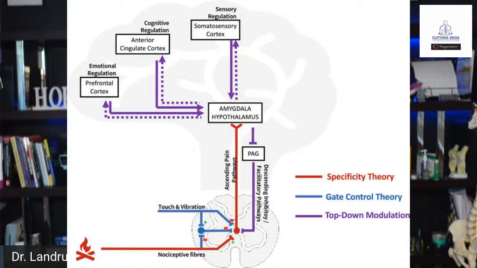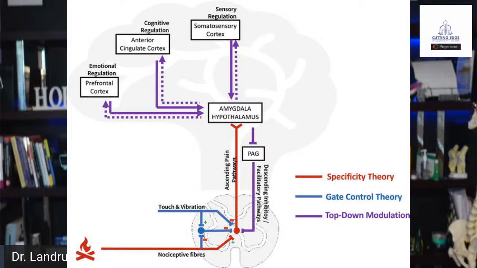If we take a look at the context of the brain and how it impacts the spinal cord, the top left is the brain. It has a couple different areas that are influential on the areas that can impact the spinal cord and how we perceive pain. There are different theories out there: specificity theory, gate control theory, top-down modulation. All of those are fancy ways to talk about how different parts of the brain can affect how we experience pain in different ways.